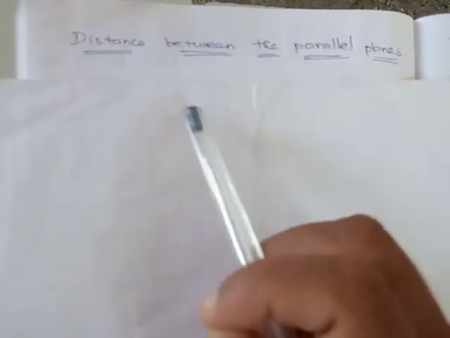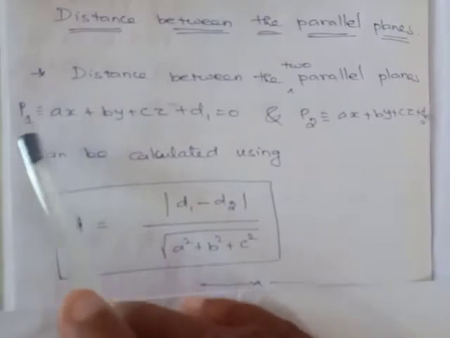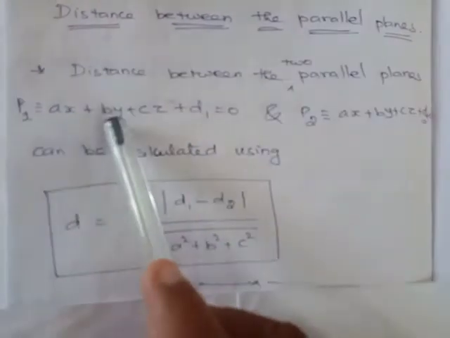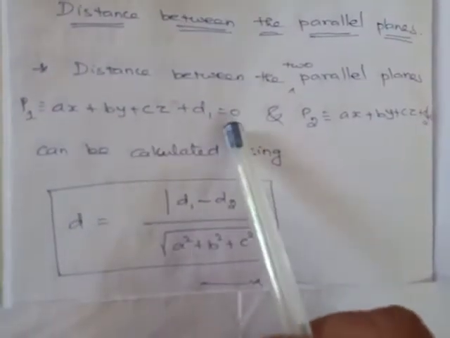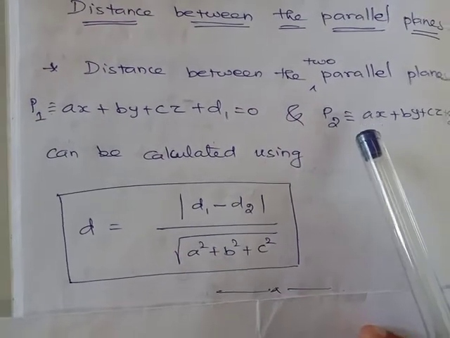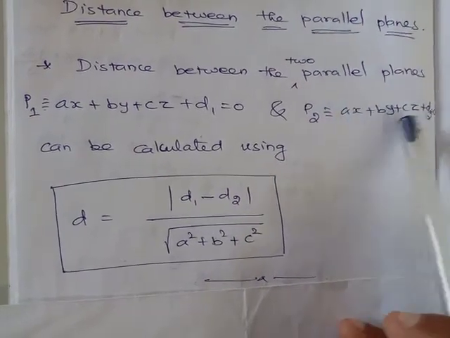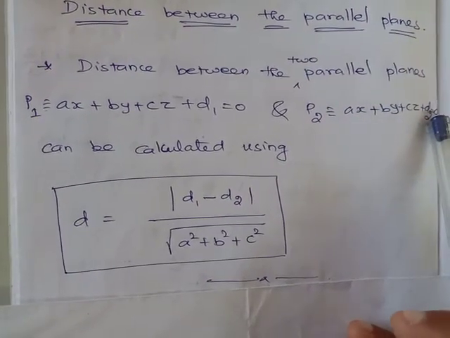Now in this video we are going to see the shortcut method, that is, the direct formula that can be applied to find the distance between two parallel planes. The first plane equation is ax plus by plus cz plus d1 equal to 0, and the second plane equation is represented by ax plus by plus cz plus d2 equal to 0.